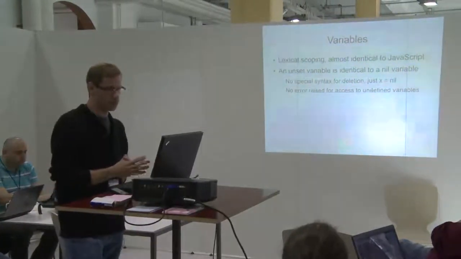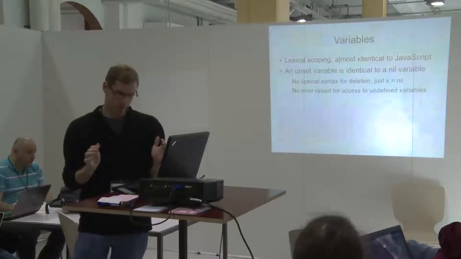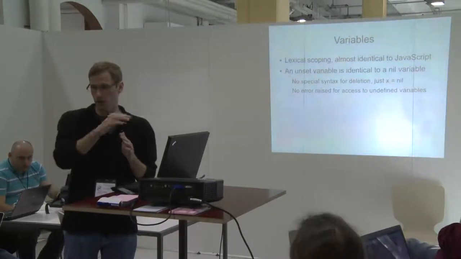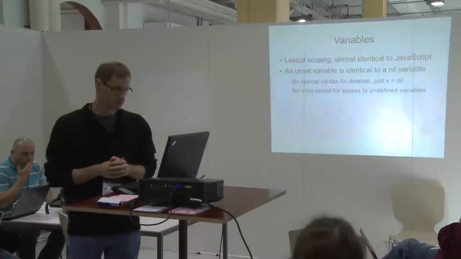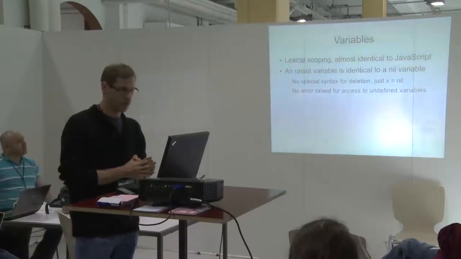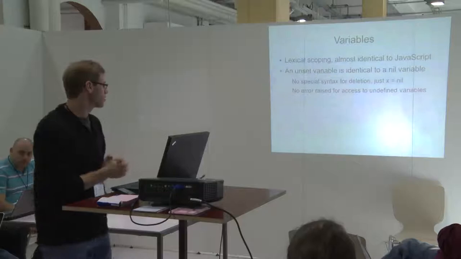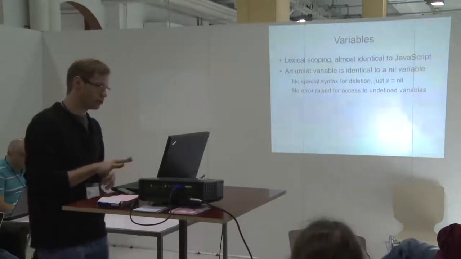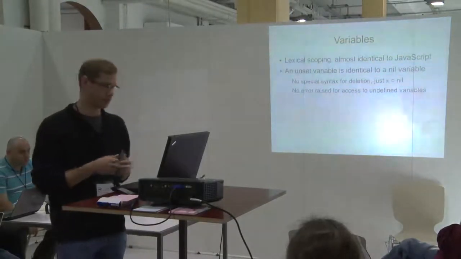Right. Variables have lexical scoping, which, if you're familiar with JavaScript, you'll know what that means. It means that the variables that the code can see are basically the variables which are declared in enclosing control structures, be they functions or loops or whatever. An unset variable is the same as a nil variable, a variable with nil in it. So to delete a variable, you just set it to nil, and no error is raised. If you try to access an undefined variable, it will just give you nil. Although there is a hack on LuaUsers.org if you're interested to make it raise an error by overriding the metamethod of the global table.